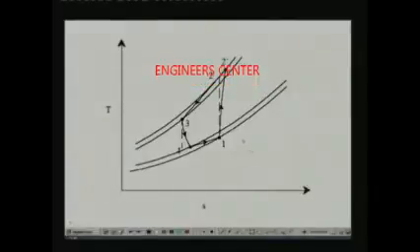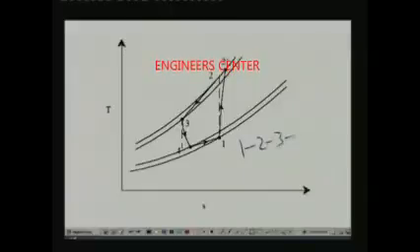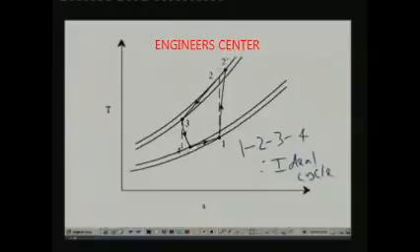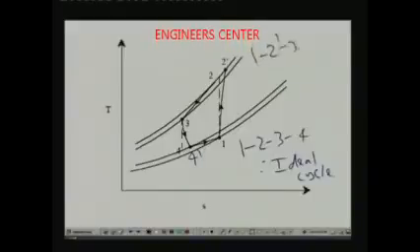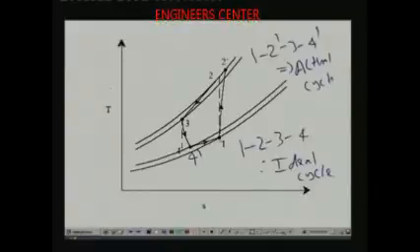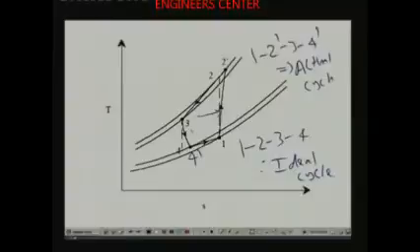Here 1, 2, 3, 4 is the ideal cycle, and 1, 2 dash, 3 dash, 4 dash is the actual cycle. You can see that, for example, process 1 to 2 in the ideal cycle is an isentropic process. In the actual cycle it is non-isentropic.